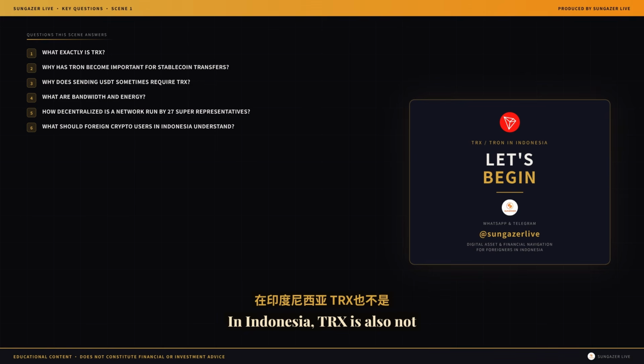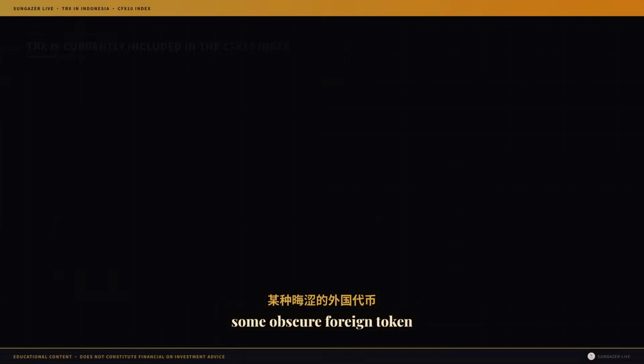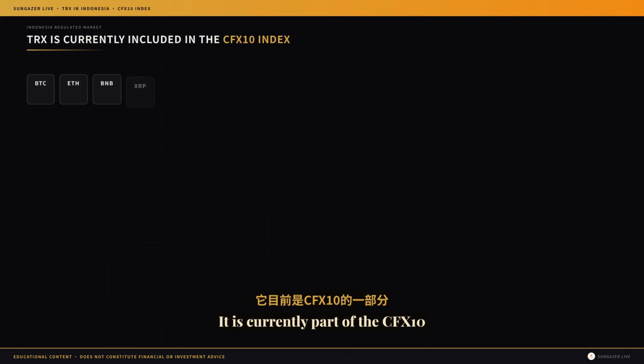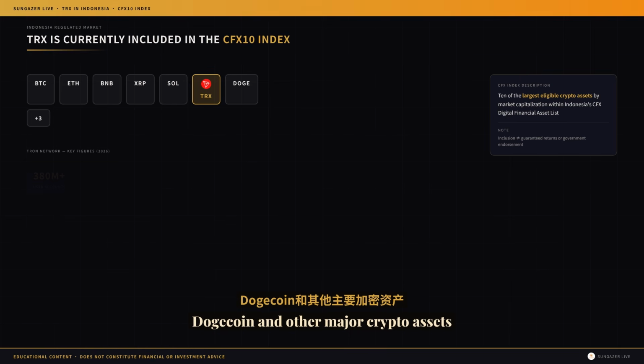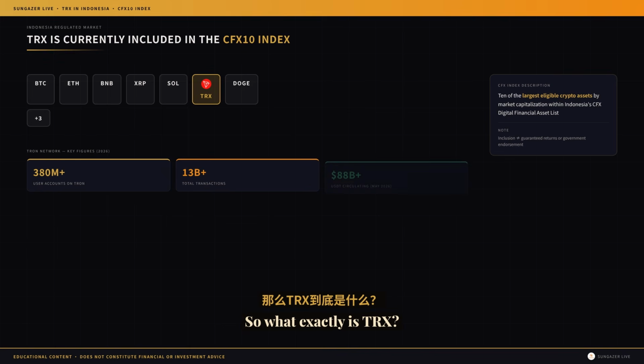In Indonesia, TRX is also not some obscure foreign token. It is currently part of the CFX 10 index alongside Bitcoin, Ethereum, BNB, XRP, Solana, Dogecoin, and other major crypto assets. So what exactly is TRX?